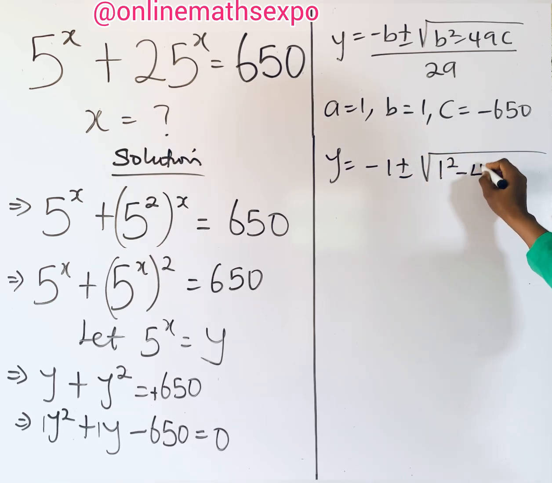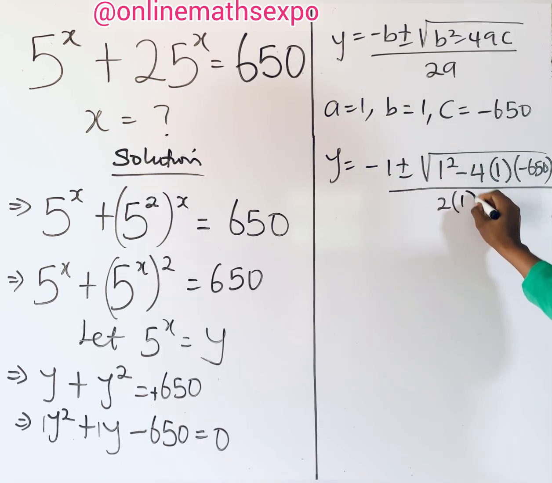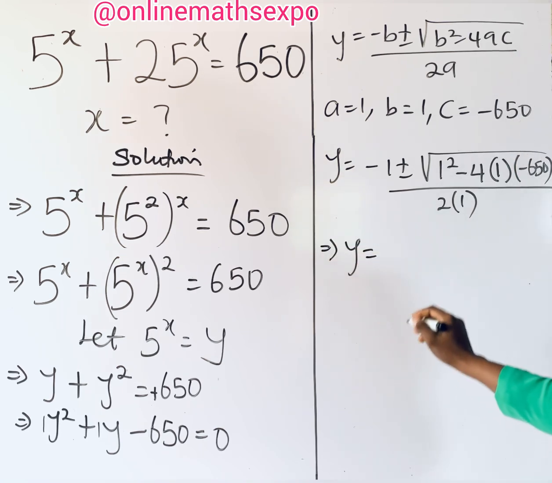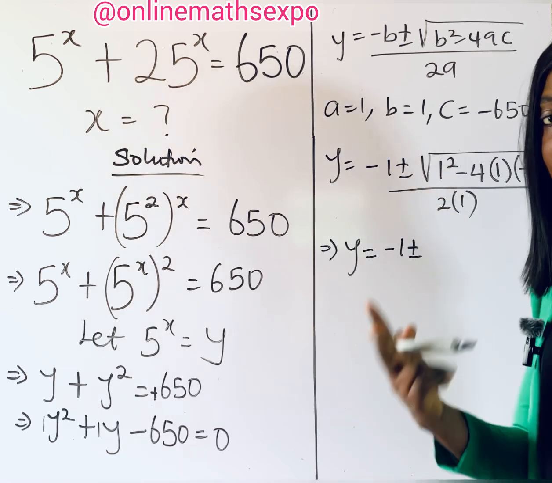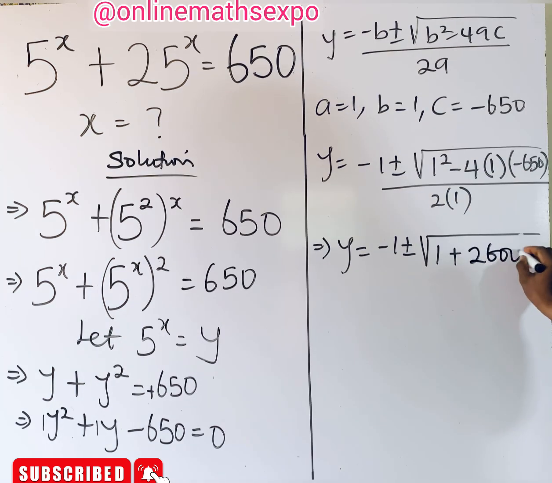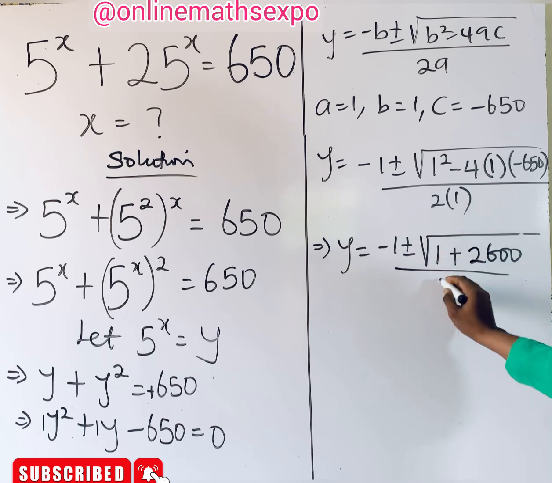So we have 1 squared minus 4, a is 1, multiplied by c, which is negative 650, divided by 2 multiplied by 1. Interesting. Now what do you do again? We are going to now have y equal to negative 1 plus or minus the square root of 1 squared, which is 1, multiplied by 2 times, which will give us 1. If you multiply this, negative multiplied by negative is positive. And when you multiply this, it gives you 2,600. Then divide by this, which will give us 2.